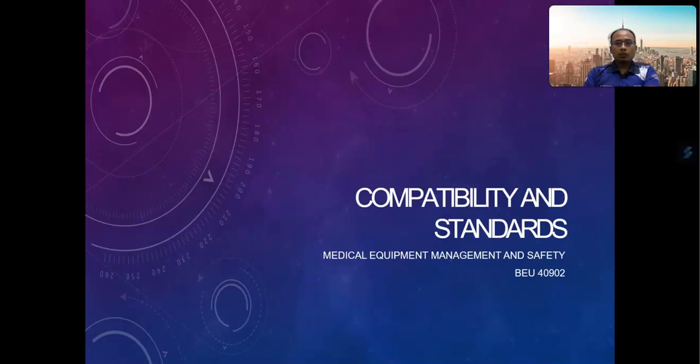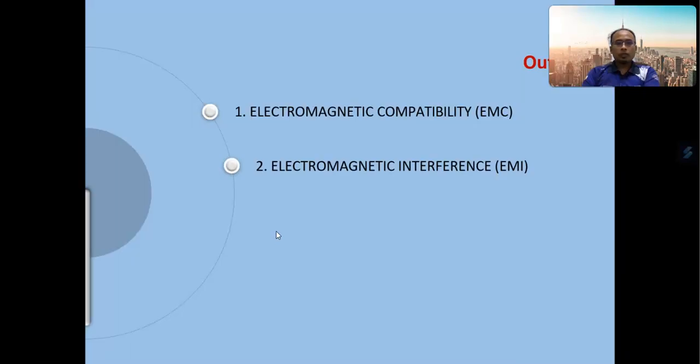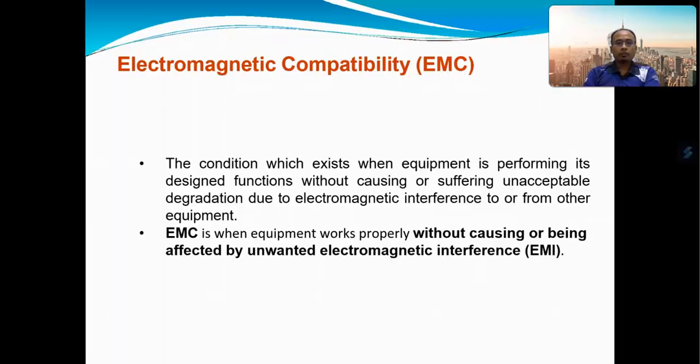So this lecture will cover the topic of subject 5, which is on compatibility and status. This topic consists of two main subtopics. The first one is electromagnetic compatibility, and the second one is electromagnetic interference.